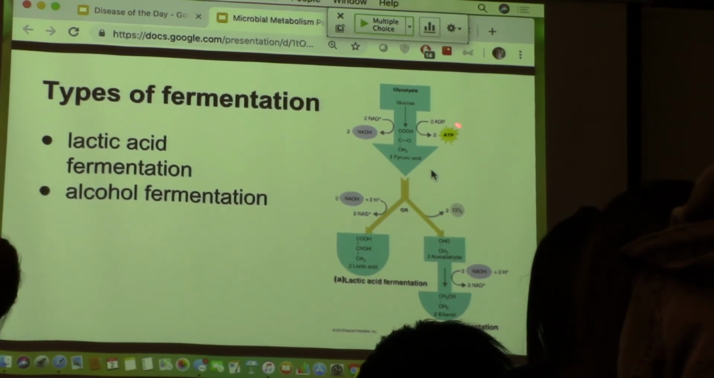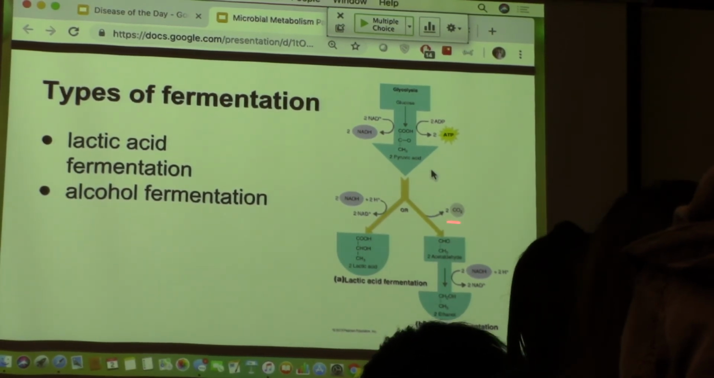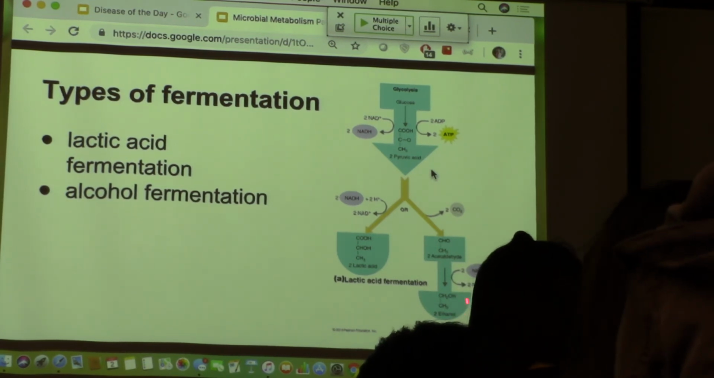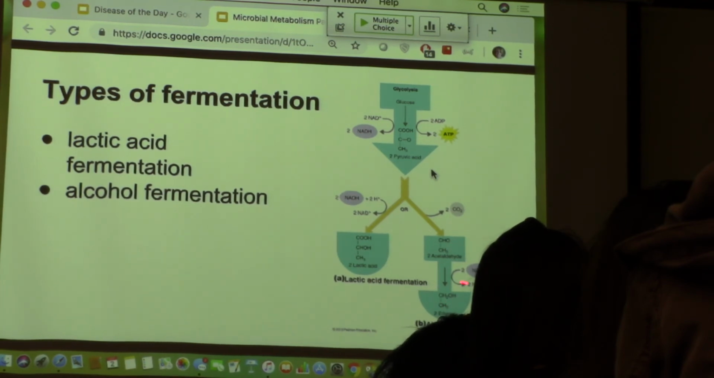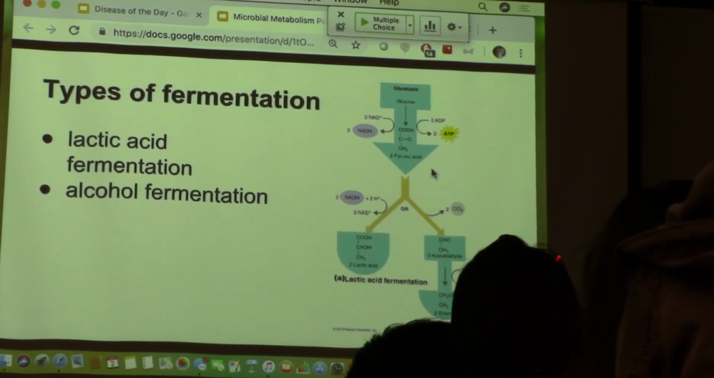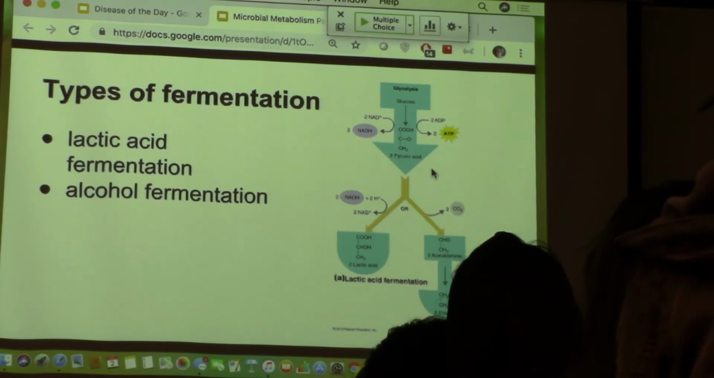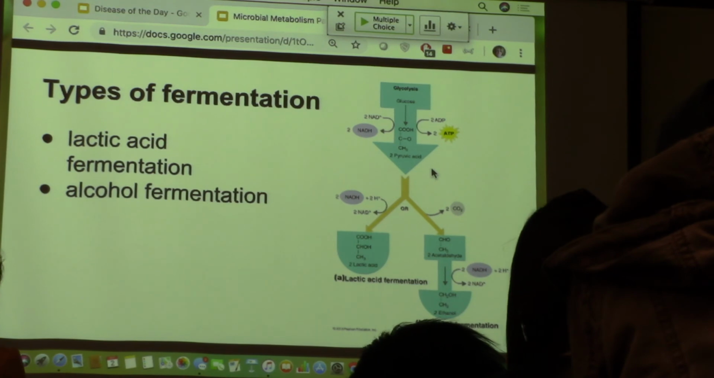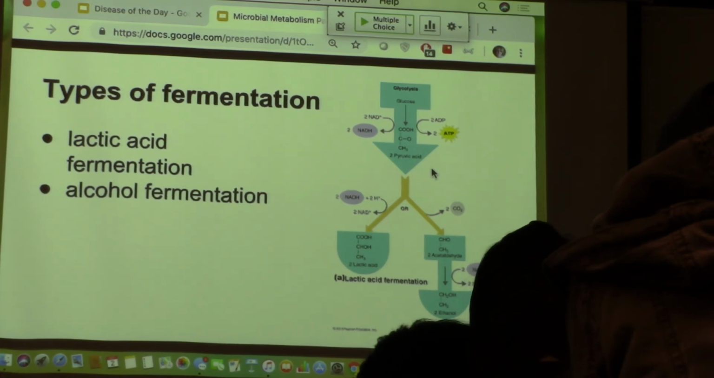The other option is we can take pyruvic acid and lose a carbon dioxide, which makes a molecule called acetaldehyde, and then we can reduce it to ethanol. In the process of reducing acetaldehyde to ethanol, we oxidize NADH to NAD+. Now NAD+ is available to go back and allow us to do more rounds of glycolysis. So the whole point of fermentation is to make NAD+, so the cell can continue to go through rounds of glycolysis. Question?